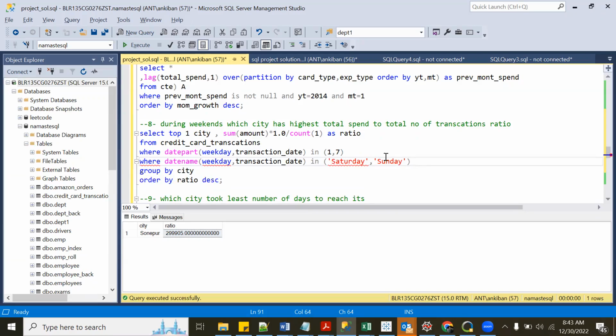This will also work, isn't it? Yeah, it will work. But it will be slower than this one, because here we are comparing with a string. Saturday, Sunday is a string, right?